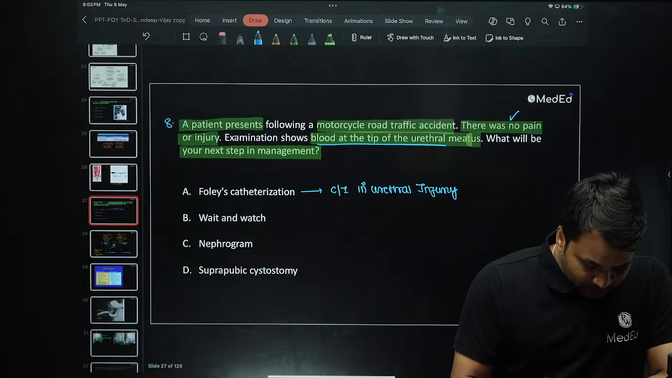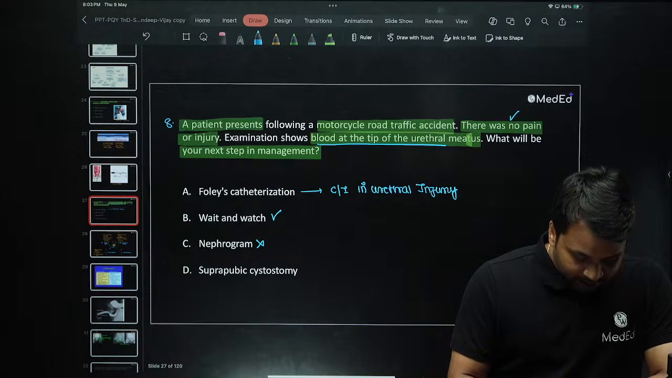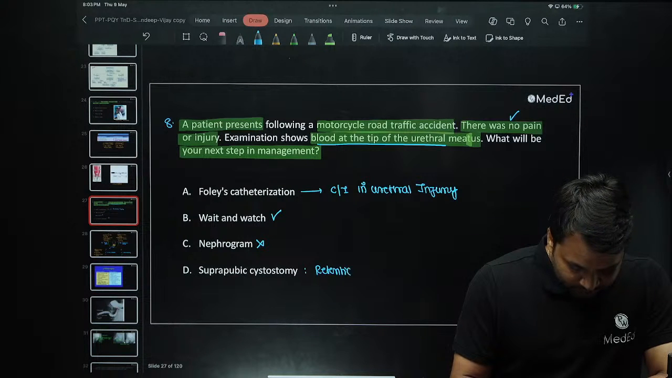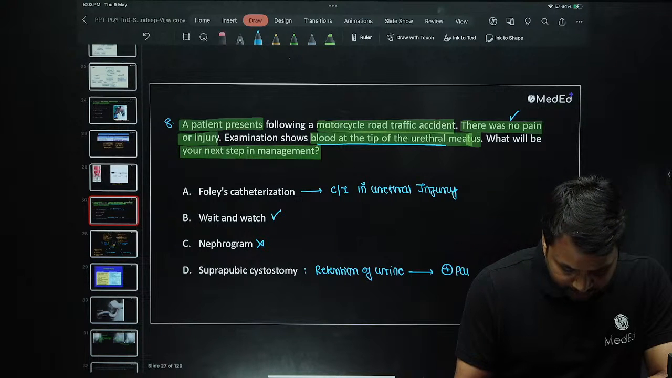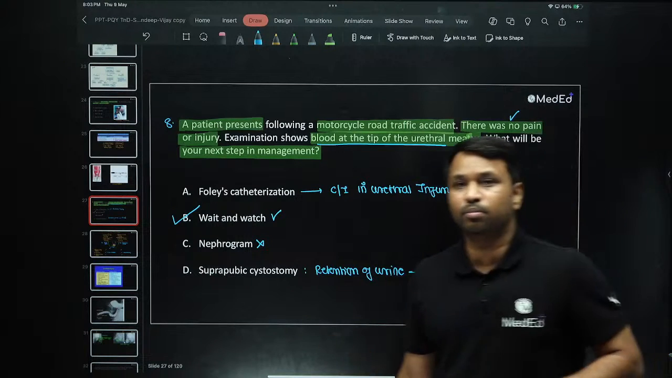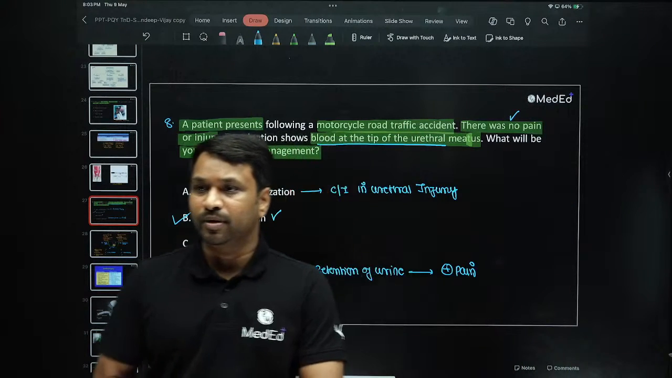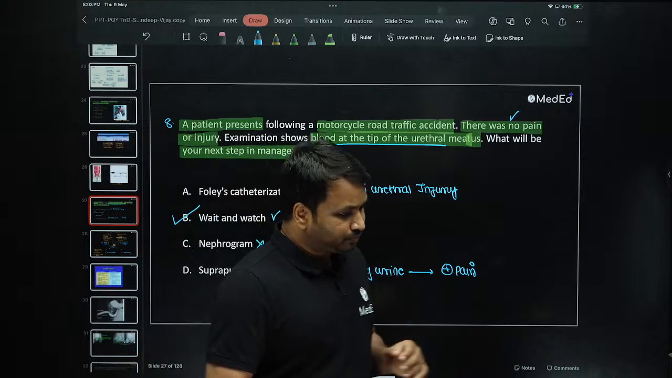Now wait and watch can be done. Nephrogram, there is no need because kidneys are not damaged. Suprapubic cystostomy, if it is retention of urine. Whenever there is retention of urine, this will be associated with pain, and here in our patient there is no pain, so the answer here is going to be B for Bombay. Okay, sure.